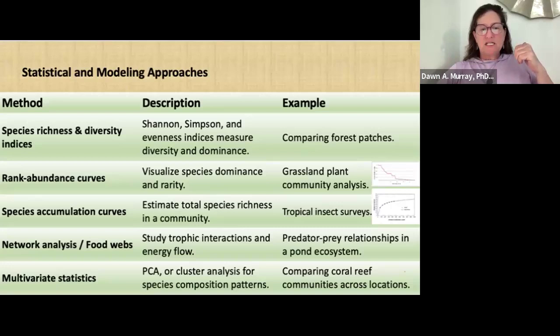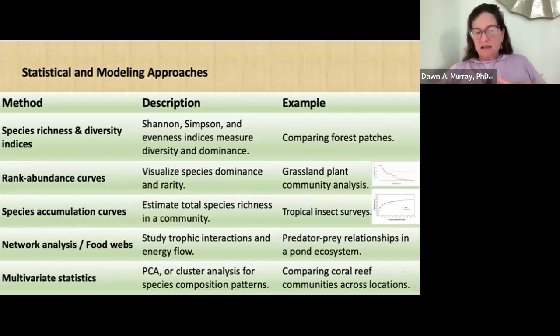All right, then we have the species accumulation curves. So that estimates total species richness in a community. That's done a lot with tropical insect surveys, let's say, something that's really abundant and really diverse. So you're plotting the cumulative number of species against a measure of your sampling effort. So how quickly new species are discovered, and you're assessing sampling adequacy and you're estimating total species richness. So it's a matter of how much time you're putting in and how much you're seeing.